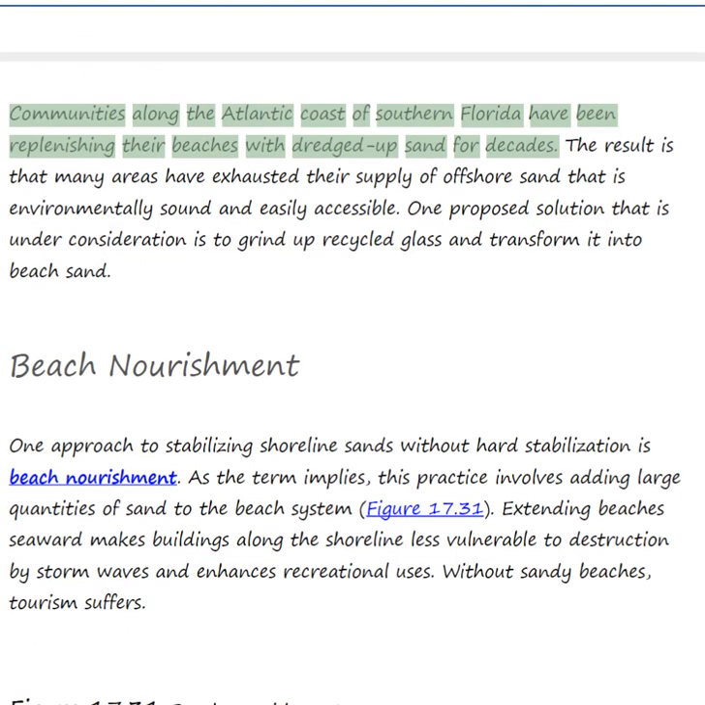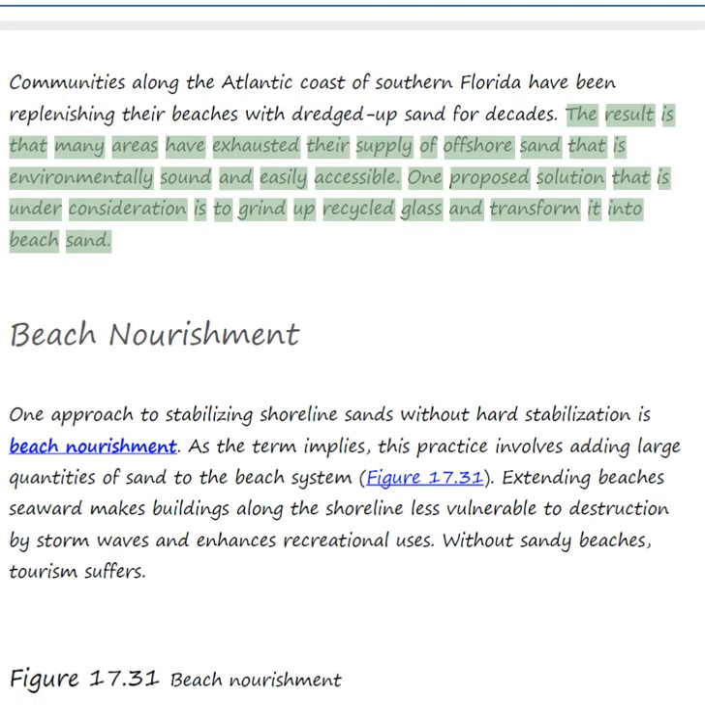Communities along the Atlantic coast of southern Florida have been replenishing their beaches with dredged-up sand for decades. The result is that many areas have exhausted their supply of offshore sand that is environmentally sound and easily accessible. One proposed solution that is under consideration is to grind up recycled glass and transform it into beach sand.